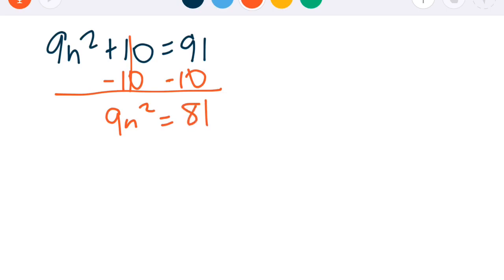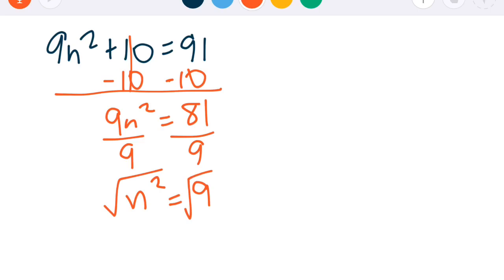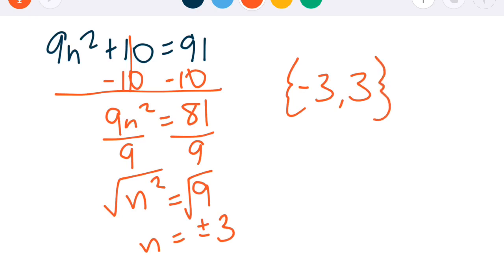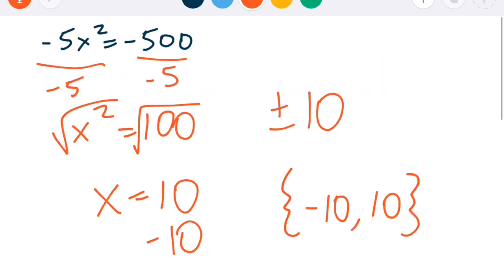And then I'm trying to get the n squared by itself, so I would divide both sides by 9. And then I'm left with n squared equals 9. Now the last step, to get the n by itself, we're going to take the square root of both sides. So I get n equals plus or minus 3. So my two answers are negative 3 and 3. And I'm going to put those inside the curly brackets. Ignore my really bad curly brackets. So both of these problems have two solutions.